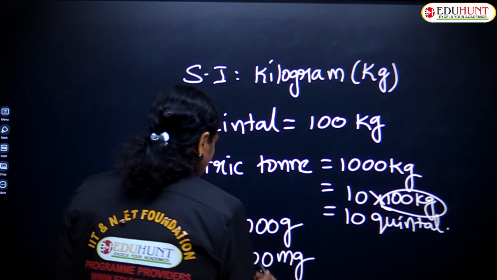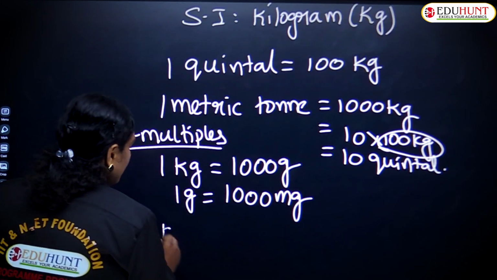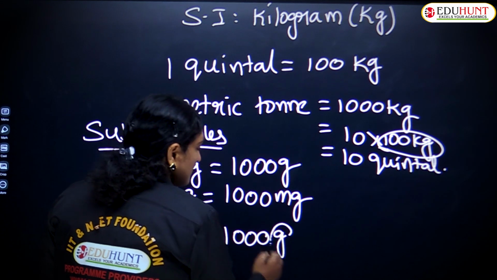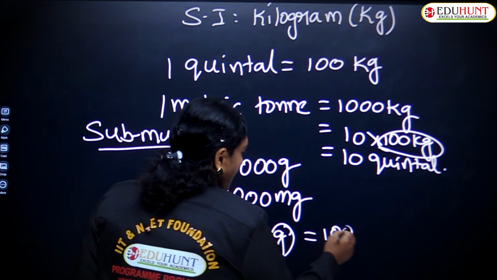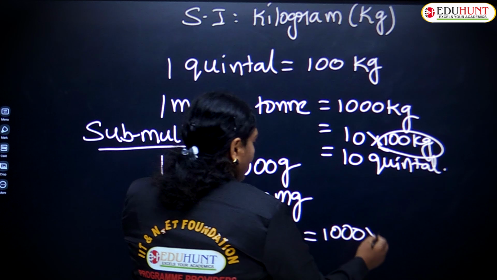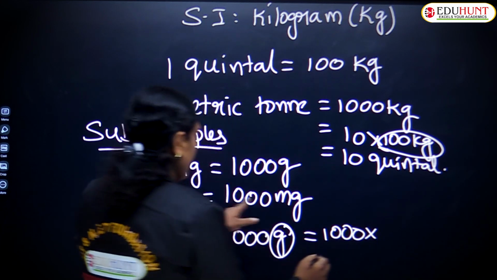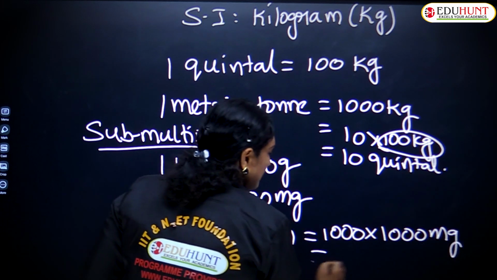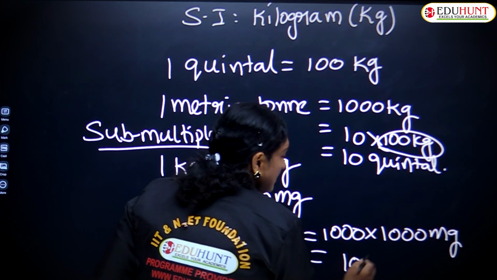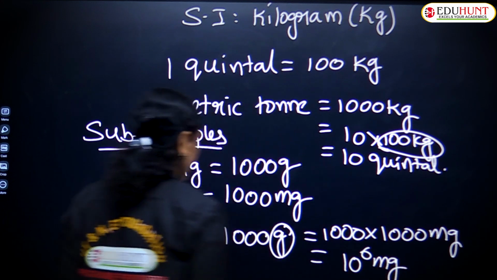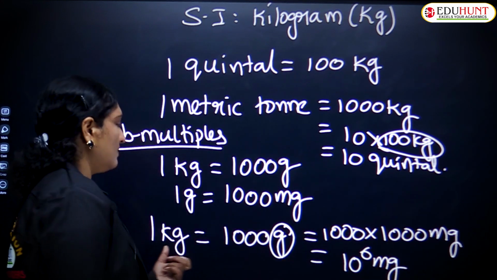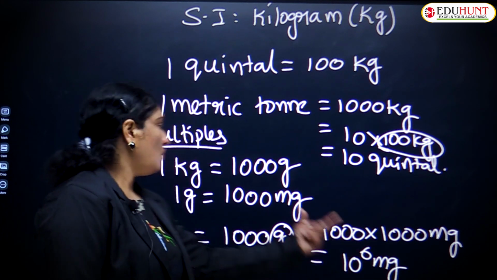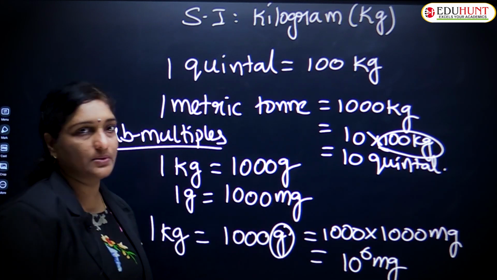That's all. Okay, children? Let me write it as well. So 1 kilogram is equal to 1000 grams. Instead of gram, I can write 1 gram as 1000 milligrams. Hence all together, 3 zeros and 3 zeros, you have 10 power 6 milligrams. So 1 kilogram is equal to 1000 grams or 10 power 6 milligrams, whereas 1 gram is equal to 1000 milligrams.